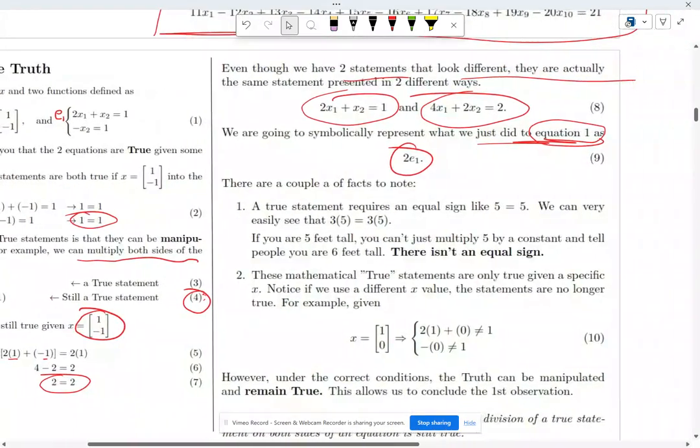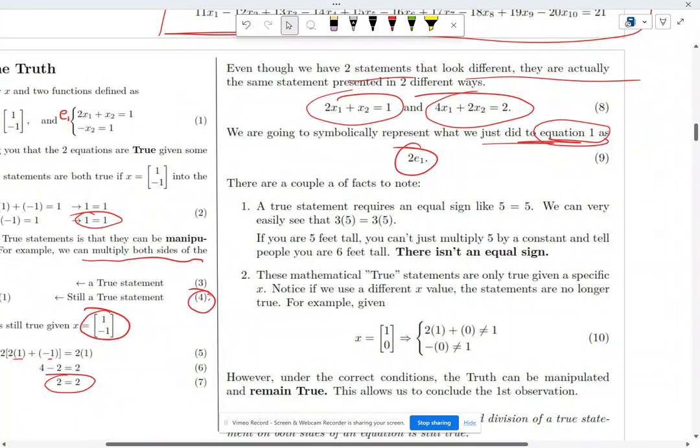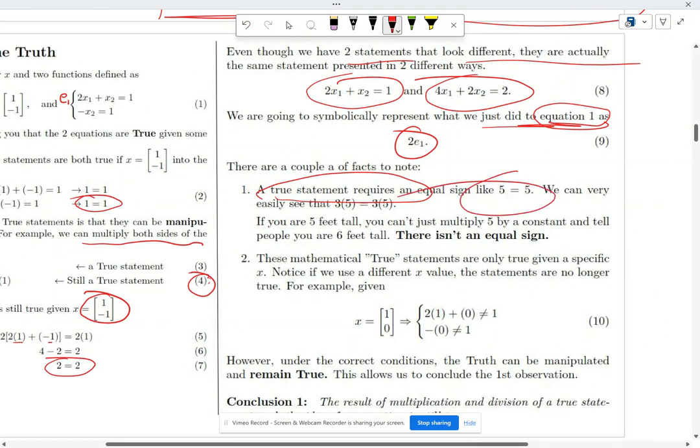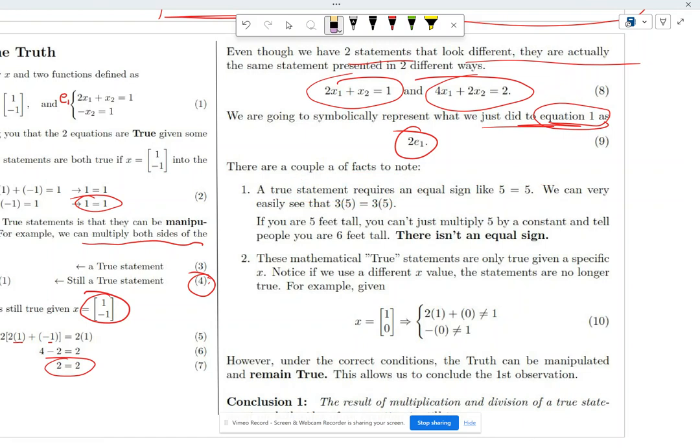Now, there are a couple of factors to note. A true statement can be manipulated when there's an equal sign. So if you have 3 times 3, 15 is equal to 15. If there are no equal signs, like if you're 5 feet tall, you can't just multiply 5 by some constant value and tell people you're 6 feet tall. That doesn't work. You need some kind of equal sign like this. These mathematical true statements are only true given a particular value.